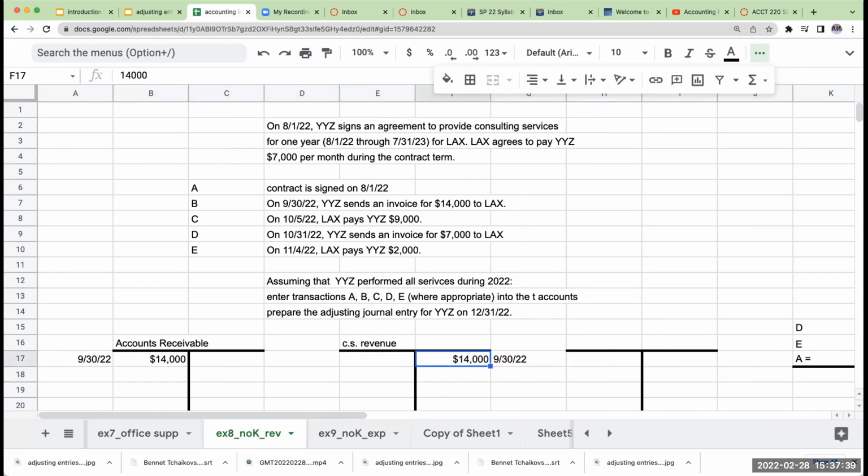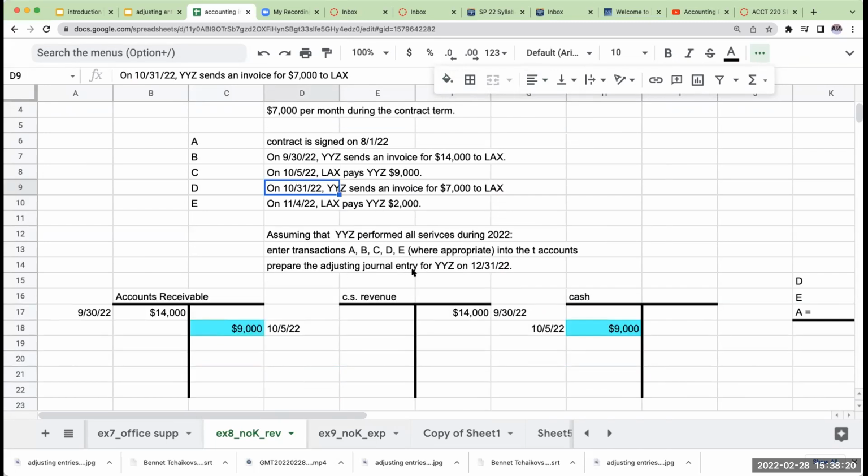Okay, LAX pays $9,000 on October 5th. So I'm getting cash over here. The amount of cash I'm receiving is going to be $9,000, on 10/5/22. For the cash, I've debited cash because they gave me cash. Now they pay me the money. Do I credit revenue? The answer is no. This is a payment against the amount that the customer owes me. So I'm going to be crediting accounts receivable on October 5th, 2022.